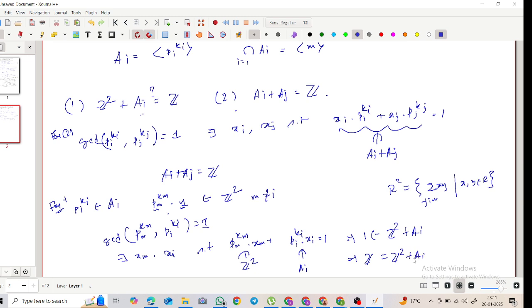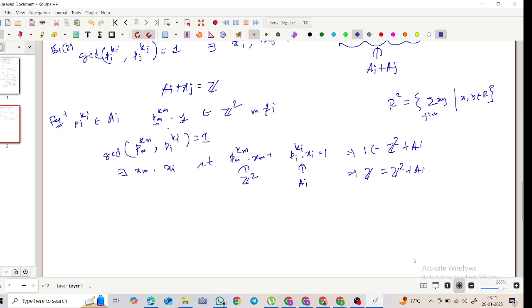Okay, thus what is the intersection of the A_i? It is mZ, na? So Z intersection mZ is isomorphic to Z quotient p_1 to the power k_1 direct sum Z quotient.